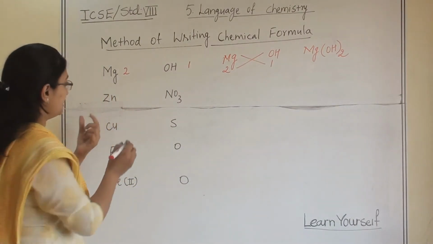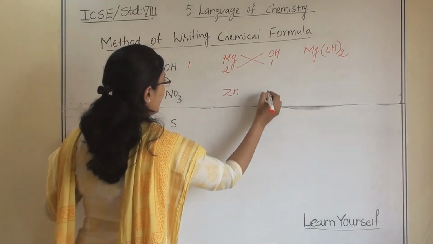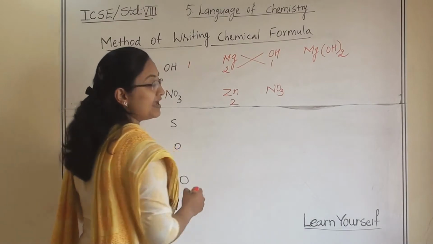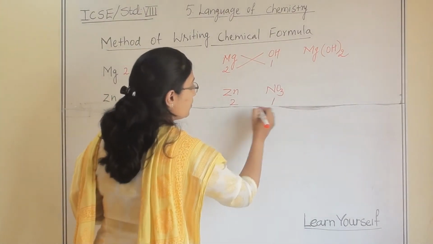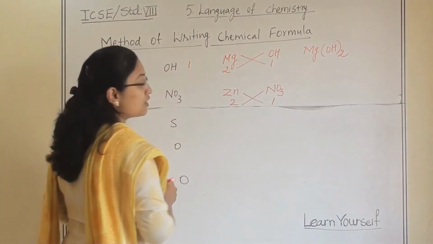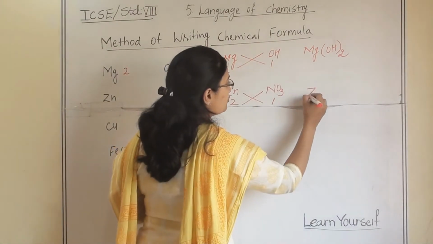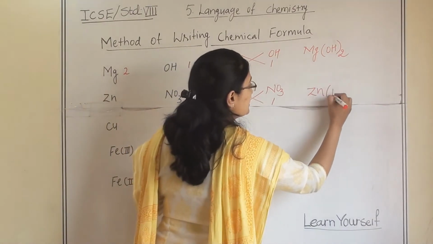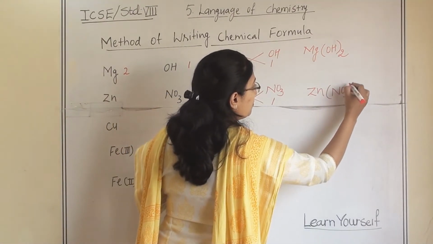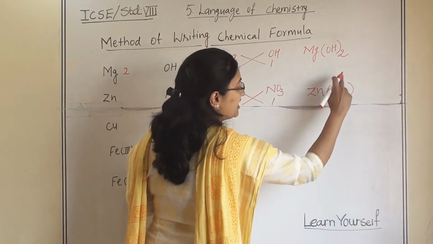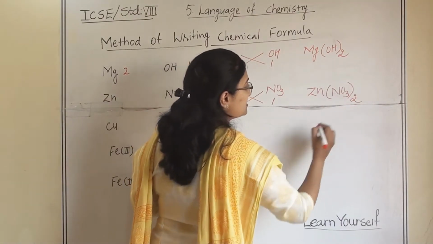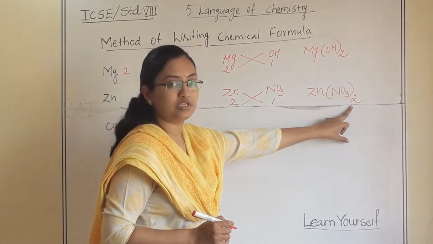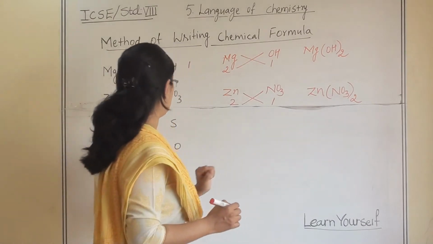Let us go for the second one. It is zinc and NO3. So zinc valency is 2 and NO3's valency is 1. So when we are crossing them, it is going to be zinc 1. We are not mentioning 1. And NO3, since it is a polyatomic ion, we make it in a bracket and we write here 2. So it is zinc nitrate. Zn(NO3)2.